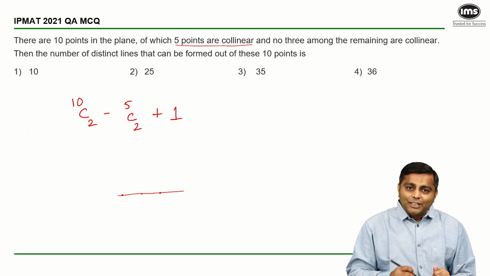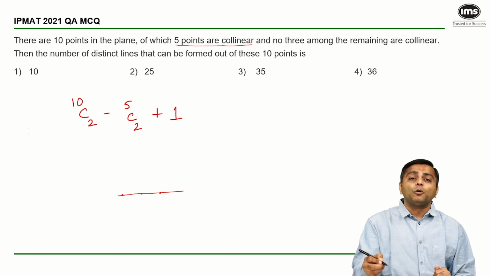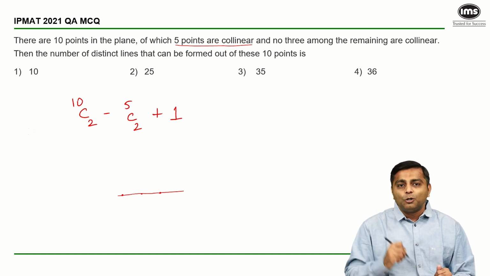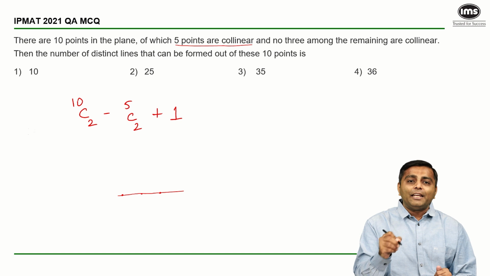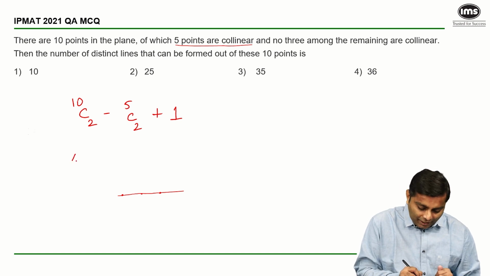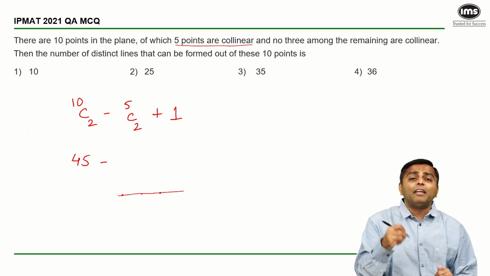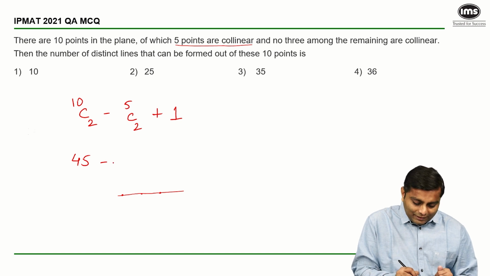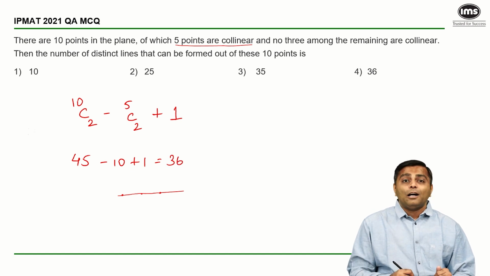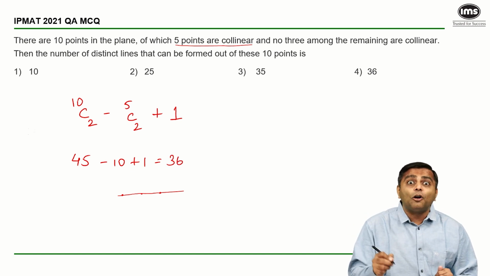Okay, so let's quickly solve this. 10C2 is 10 factorial upon 8 factorial into 2 factorial. So 10 into 9, 90 by 2, which is 45, minus 5C2, which is 5 into 4, 20 upon 2, which is 10, plus 1. So 45 minus 10 is 35, 35 plus 1 is 36. Okay, so the answer is 36 and not 35.